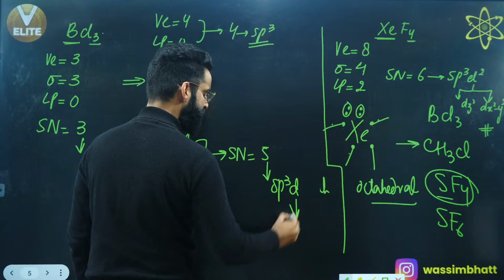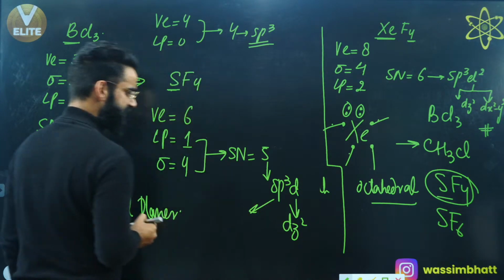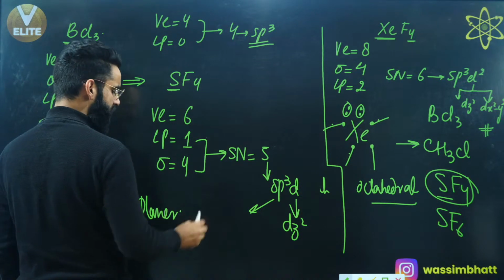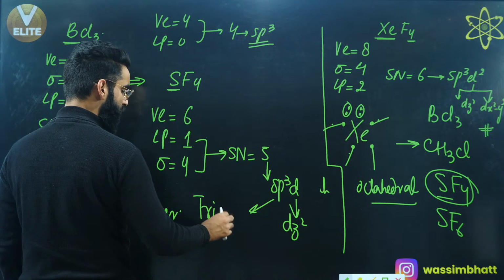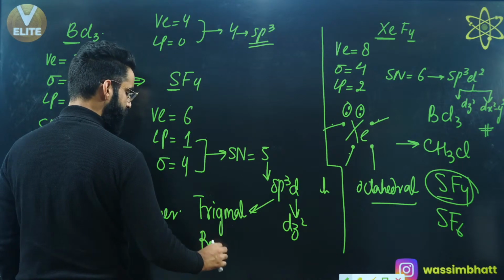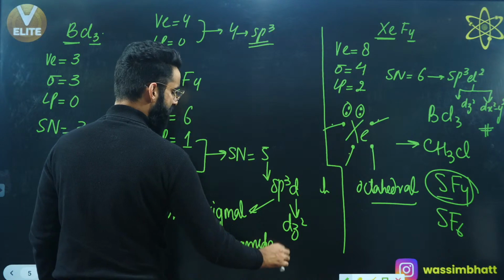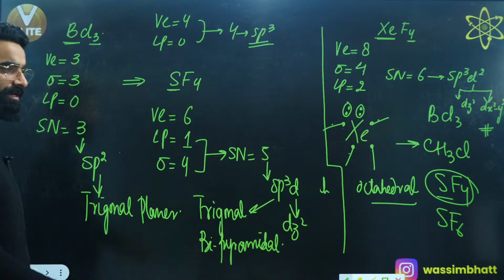And which d orbital is involved in the hybridization? It's going to be dz square, right? And we know if the hybridization is sp3d, what is going to be the geometry of the molecule? It's going to be trigonal bipyramidal. I'm sure it's clear to everyone.